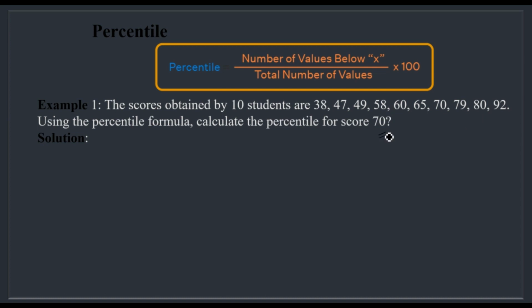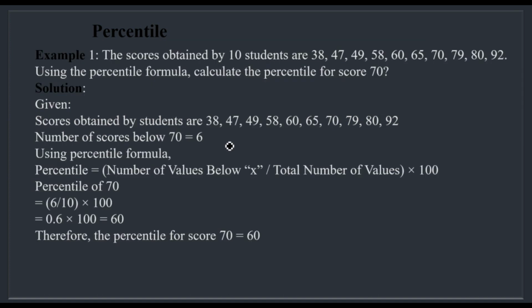If we want to calculate the percentile for 70, first we calculate the number of values below 70: 1, 2, 3, 4, 5, 6. So that is the first value, 6. 6 divided by the total number of values, 10, into 100. 60 is the percentile for 70. The number of scores below 70 is 6, so 6 by 10 into 100 means 60 is the percentile for score 70.